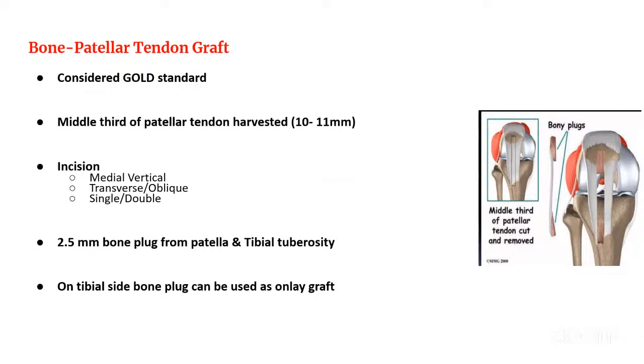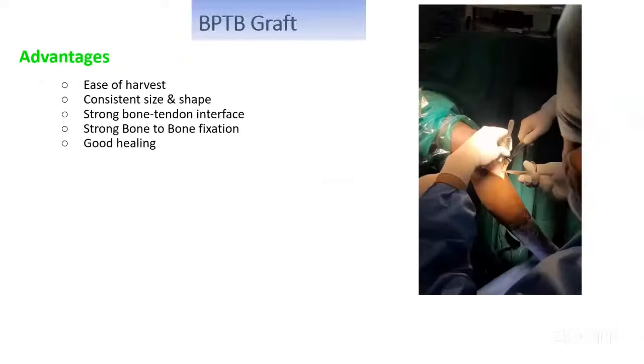So we take the middle third of the tendon, 10 to 11 millimeter. We give the medial vertical incision, sometimes two incisions, sometimes one incision for the cosmesis, and we take the bone plug appropriately. And on the tibial side, when we are using it for the PCL reconstruction, most of the times we can use it as onlay graft.